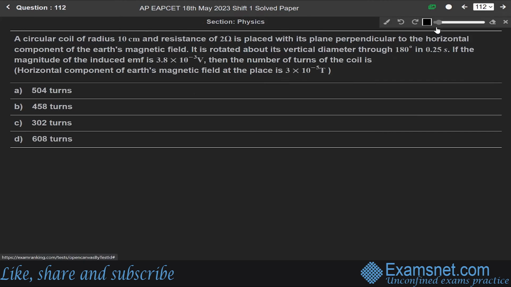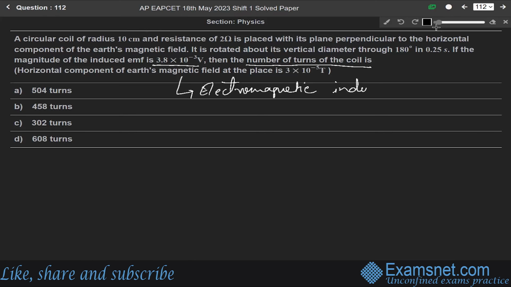Okay. Now next question. A circular coil of radius 10 centimeter and resistance of 2 ohm is placed with its plane perpendicular to the horizontal component of the Earth's magnetic field. It is rotated about its vertical diameter through 180 degree in 0.25 second. If the magnitude of the induced EMF is this, then we have to find the number of turns of the coil. Okay. Again, this question is from the chapter of electromagnetic induction.